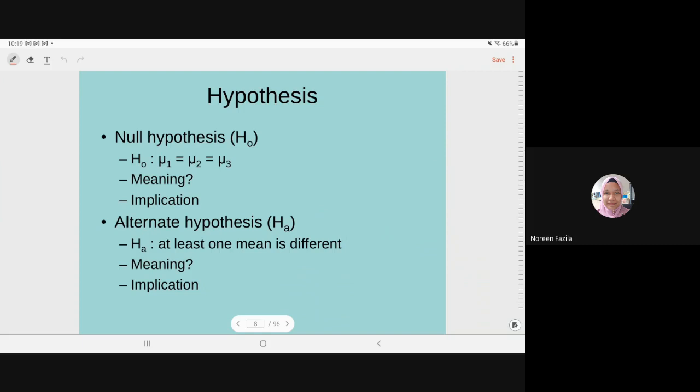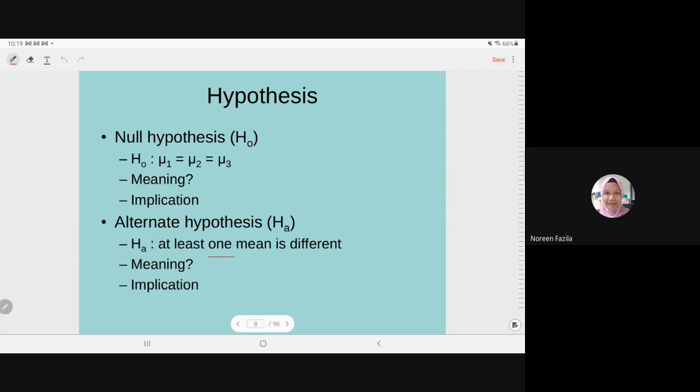The null hypothesis is mu1 equals mu2 equals mu3, meaning there are no significant differences. The alternate hypothesis means that at least one mean is different. If you have mu1, mu2, and mu3, mu means the mean: mean 1, mean 2, and mean 3. In our example, the mean for the texture of banana heated at 60 degrees C, the mean for banana heated at 70 degrees C, and also the mean for banana blanched at 80 degrees C. So that's what it means.